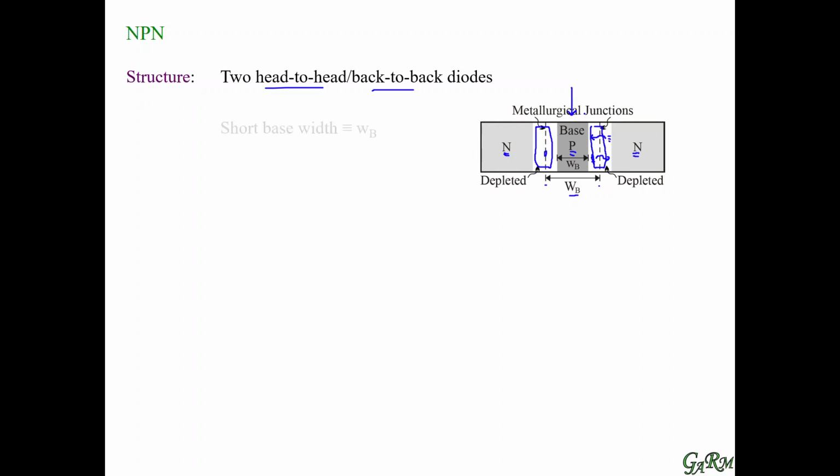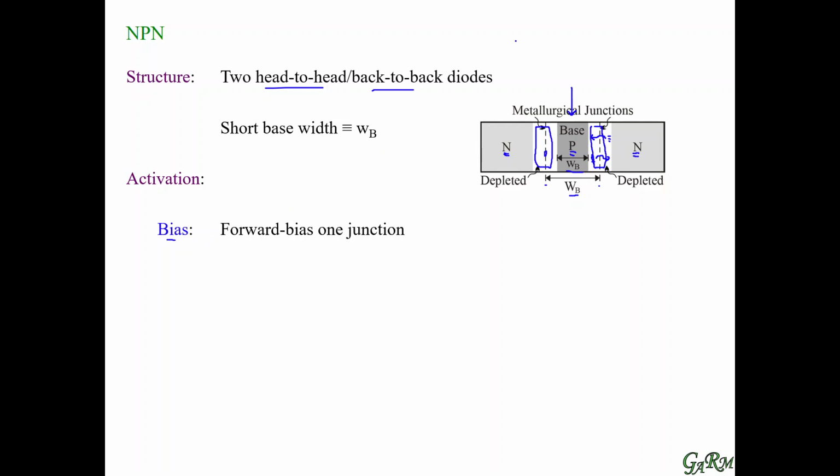So the other thing about this structure is that the base is very short. Now notice, because of the depletion regions, the effective base width is even shorter. And this is important in how BJTs work. So let us talk about activation and biasing.